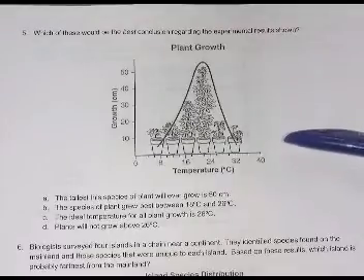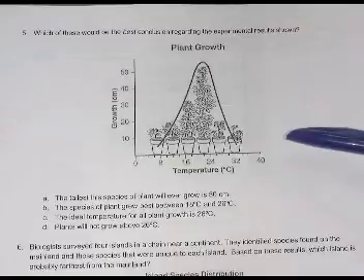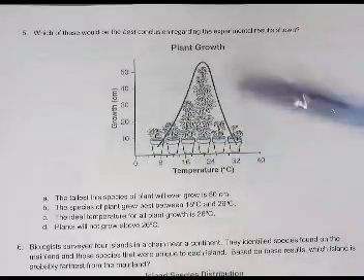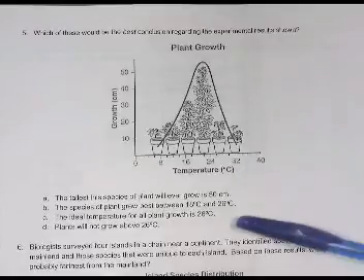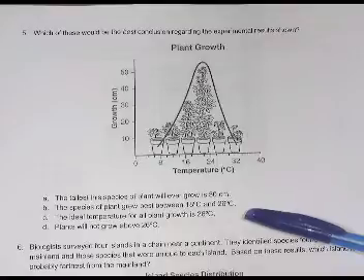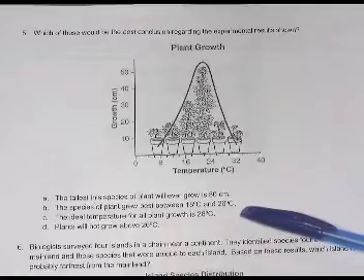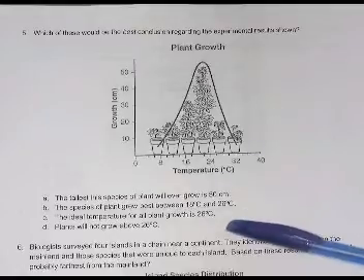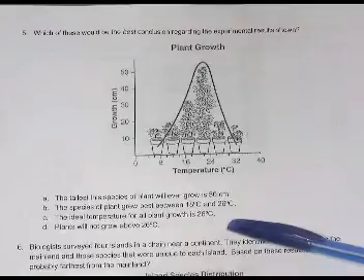Question 5. Which of these would be the best conclusion regarding the experimental results shown? We have plant growth, growth in centimeters, and temperature. A, the tallest this species of plant will ever grow is 50 centimeters. B, the species of plant grew best between 18 degrees Celsius and 26 degrees Celsius. C, the ideal temperature for all plant growth is 26 degrees Celsius. D, the plant will not grow above 26 degrees Celsius.